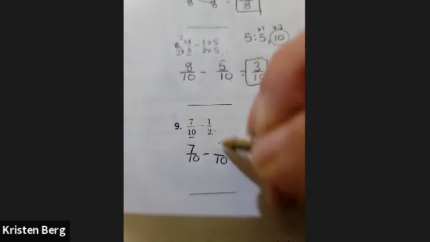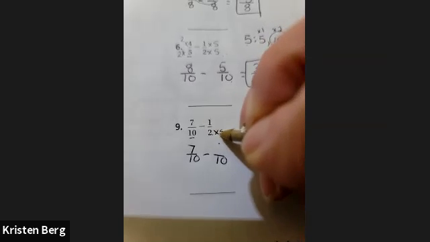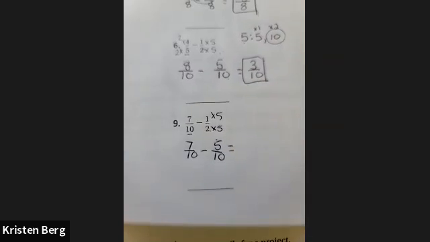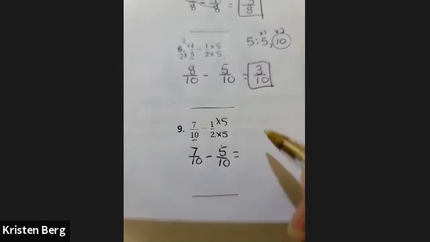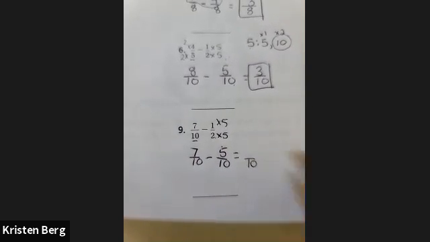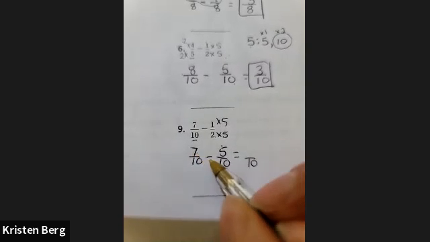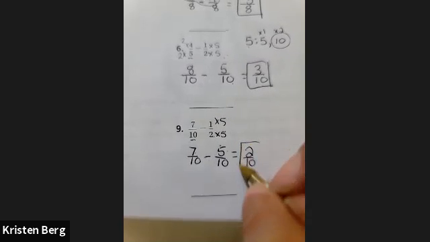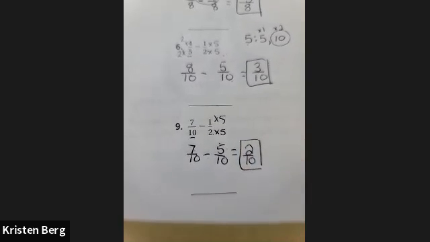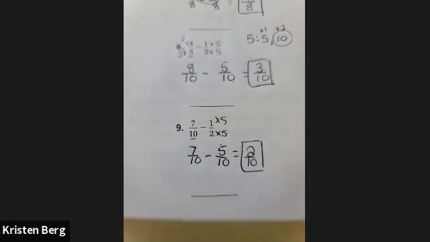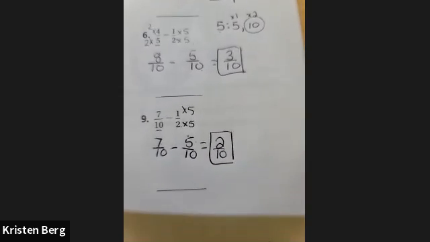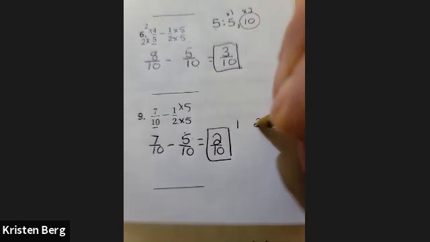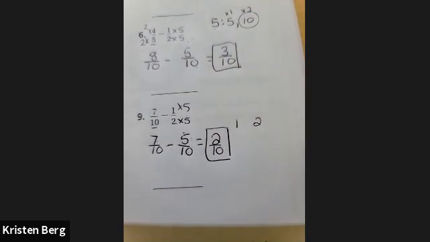What do I need to do to a 2 to get it to a 10? I need to times it by 5, and this one by 5. 5 times 1 is 5. Now I can just simply go across. This is now going to be a 10. 7 minus 5 is 2, and this is perfectly okay as an answer. You can keep that as your answer. Some people might be like, oh, but I see that 2 can go into both 2 and 10.